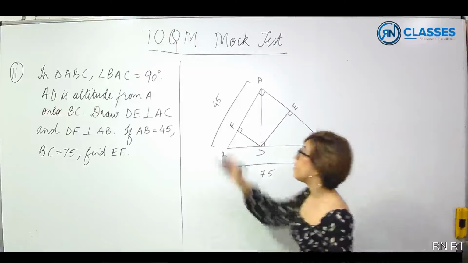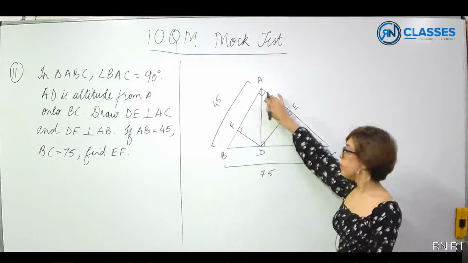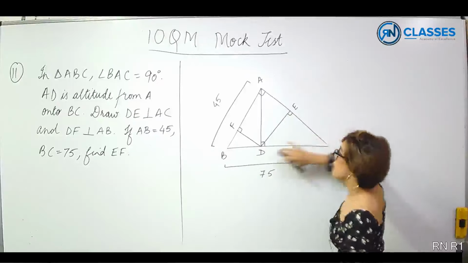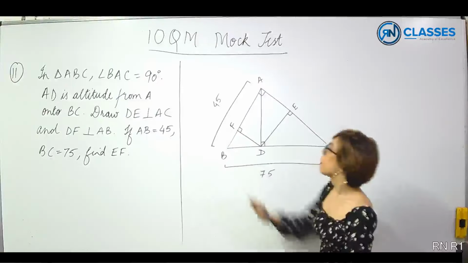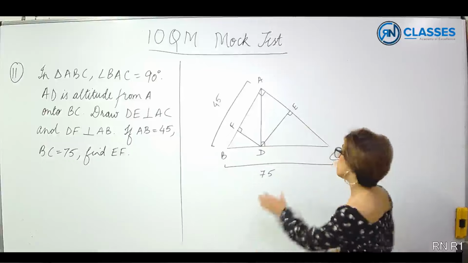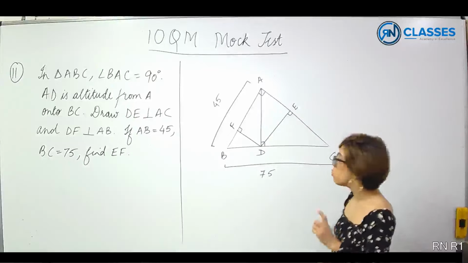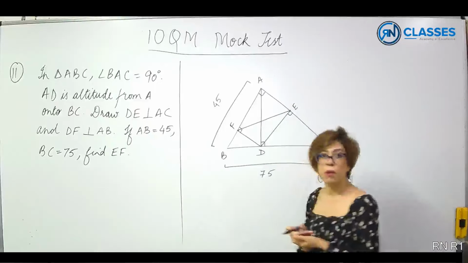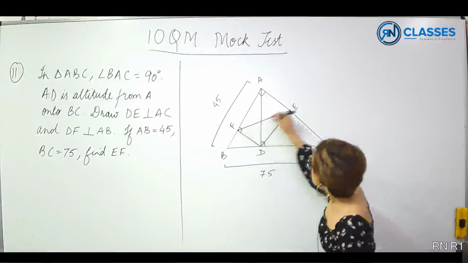Now, he says in triangle ABC, this is 90 degrees. AD is the altitude. DE is perpendicular to AC. DF is perpendicular to AB. Right? AB is given to us, BC is given to us, and we need to find EF. Okay. Now, I want to find out distance.